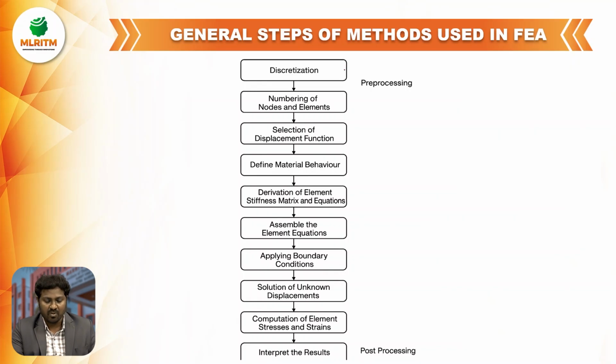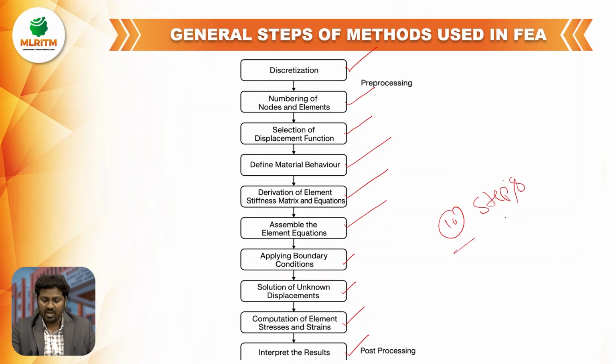The first one is step number 1, the discretization process. This is a flow chart. The second one is numbering of nodes and elements. The third one is selection of displacement function, the next one is behavior of the problem, and the next one is the stiffness matrix equation. Then assembly of element equations, applying boundary conditions, displacements, element stress and strain, and finally the results. These are the total 10 steps involved in the FEM analysis.